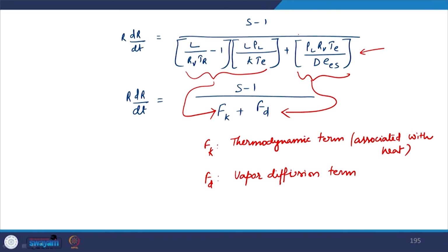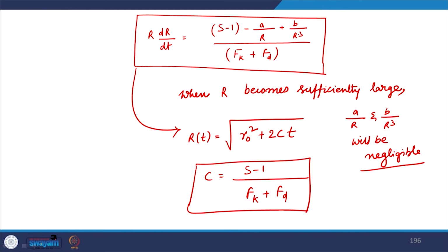Eventually we algebraically simplified all these things, and then we realized the rate at which the radius of the droplet changes is equal to simply these two terms: S minus 1, the supersaturation ratio, divided by Fk plus Ft, where Fk is the thermodynamical term and Fd is the diffusion term. So, this concludes the discussion about the diffusional growth of a cloud droplet, how its radius changes with respect to time.